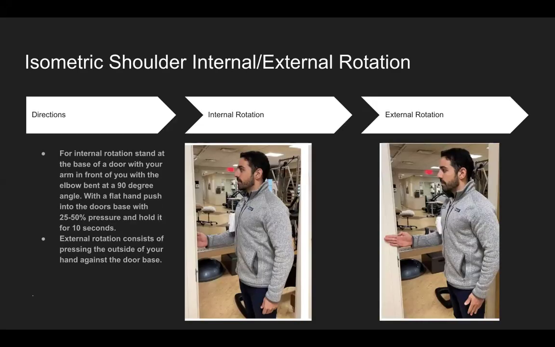So one of these exercises is the isometric shoulder internal and external rotation. For internal rotation, stand at the base of a door with your arm in front of you with the elbow bent at a 90-degree angle. And then with a flat hand, you push into the door base with 25 to 50% pressure and hold it for 10 seconds. And then for external rotation, it consists of pressing the outside of your hand against the door base, and then you'll use 25 to 50% pressure and also hold it for 10 seconds.